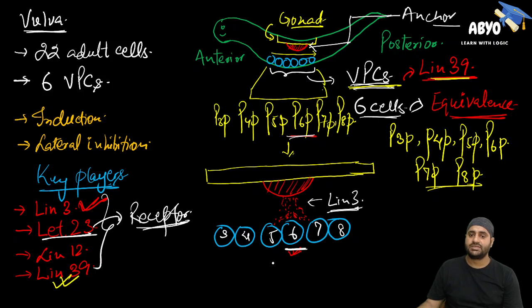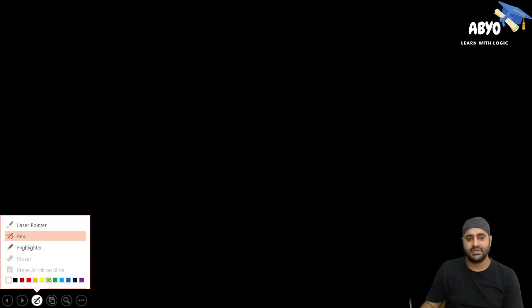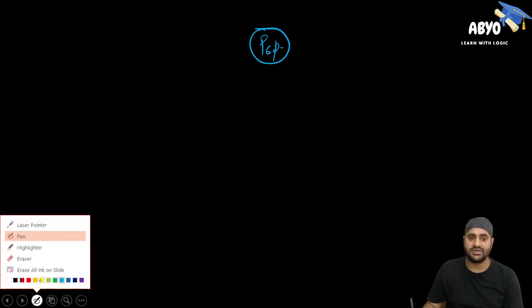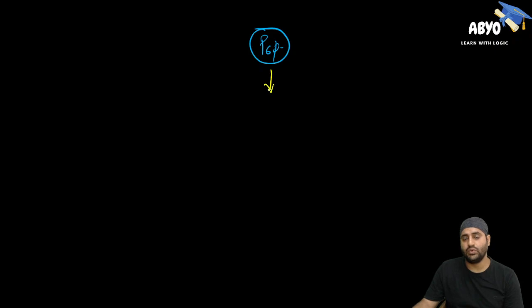Okay. So what will happen? The fate will be decided accordingly. How is the fate decided? Let us see over here. The cell number P6P, this is the cell P6P, and as it got the highest concentration, this will develop into primary or 1 degree VPC. Okay, primary or 1 degree VPCs.